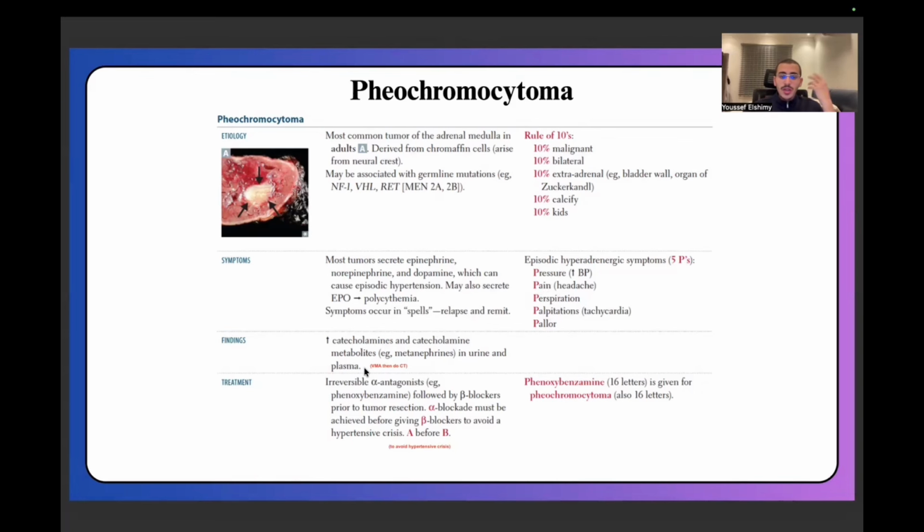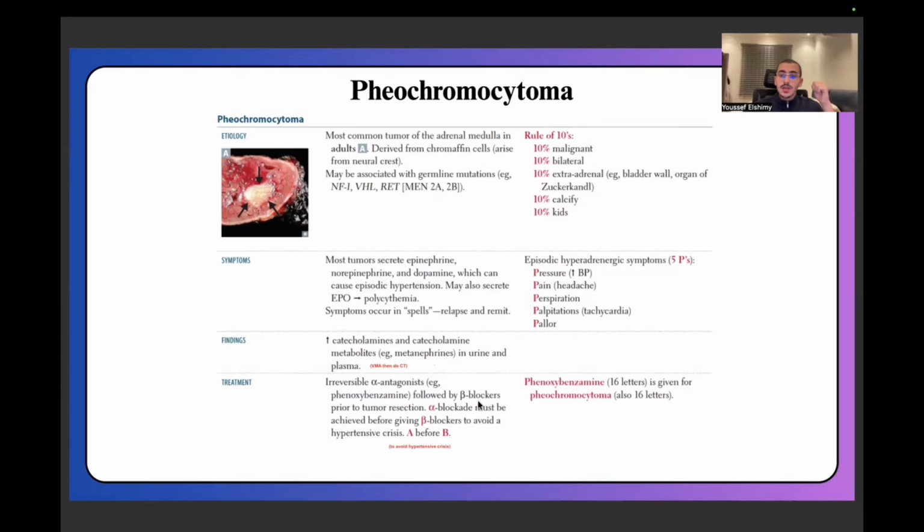So how can you diagnose it? We basically find increased catecholamines and catecholamine metabolites in the plasma, and also you would find increased VMA in the urine. Then once you diagnose this, you go with CT to locate the tumor in the adrenal medulla.